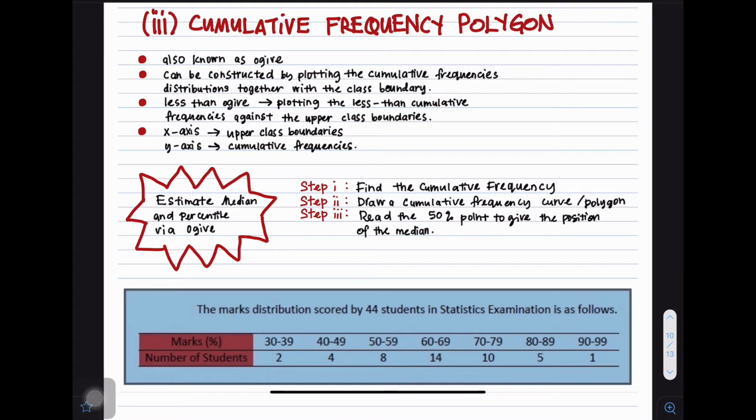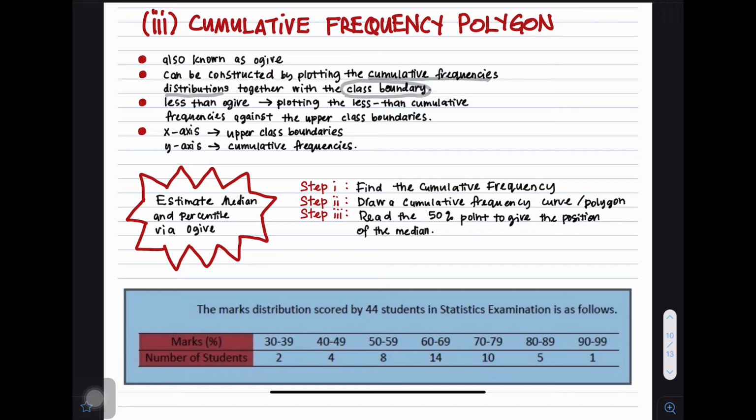Okay, so cumulative frequency polygon can be constructed by plotting the cumulative frequency distribution together with the class boundary. So we are plotting the class boundary against the cumulative frequency. If just now when we want to construct a histogram, we are plotting the class boundary with the frequency. But now for the cumulative frequency polygon, we are plotting the class boundary against the cumulative frequency.